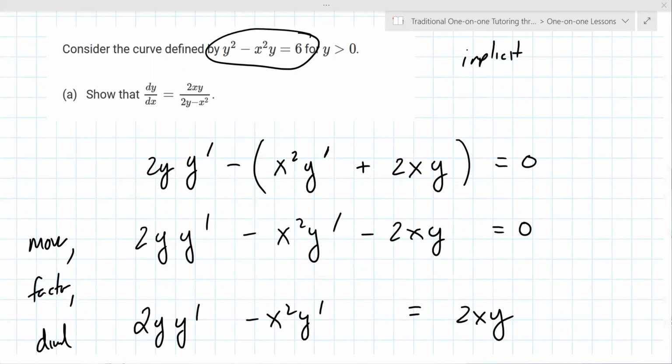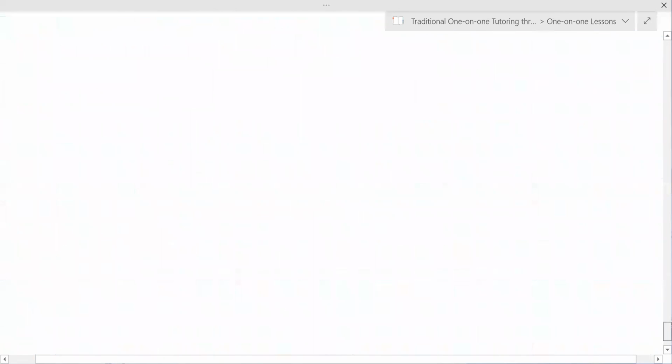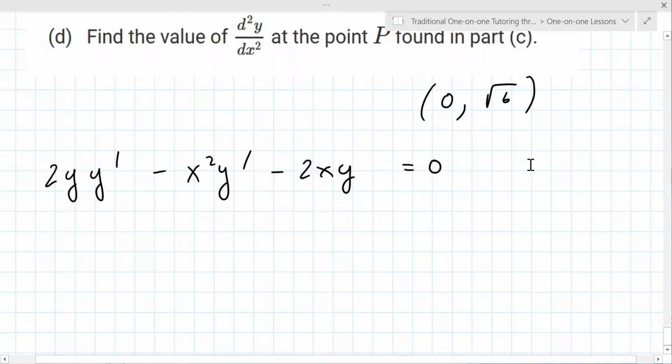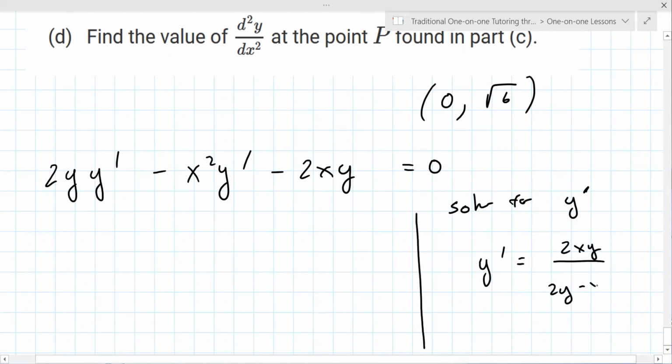Let me grab this line right here. Whenever you know you're going to do a second derivative, I break it into two steps. Over here, you solve for y prime. We've already done that, or that's already given. That's not super difficult, but you don't normally have it in the original problem. They tell you that y prime equals 2xy over 2y minus x squared.